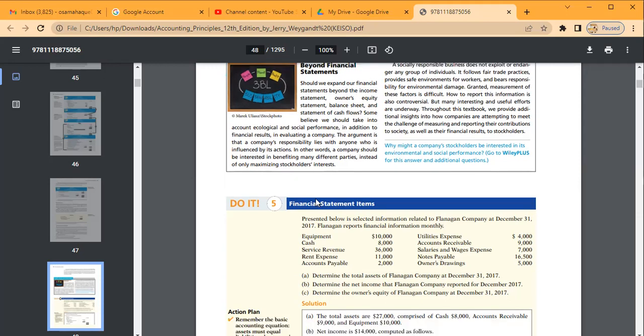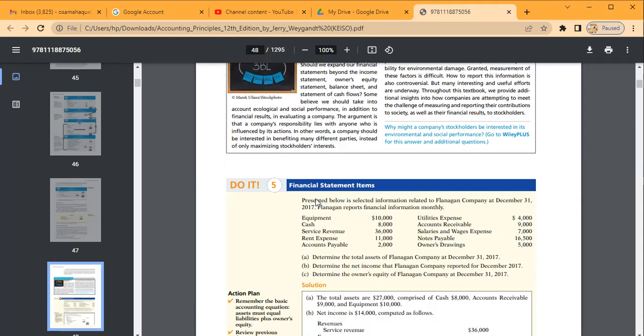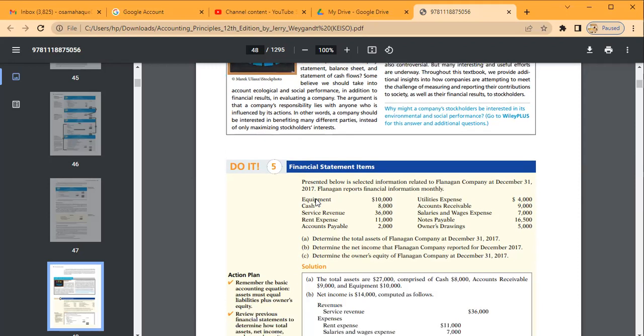Accounts payable, that's liability, current liability. Utilities expenses, income statement. Accounts receivable, that's our current asset. Salaries and wage expense, that is expenses which will be recorded as operating expense. Notes payable, that's liability. Owner's drawing, which will be part of equity or capital.